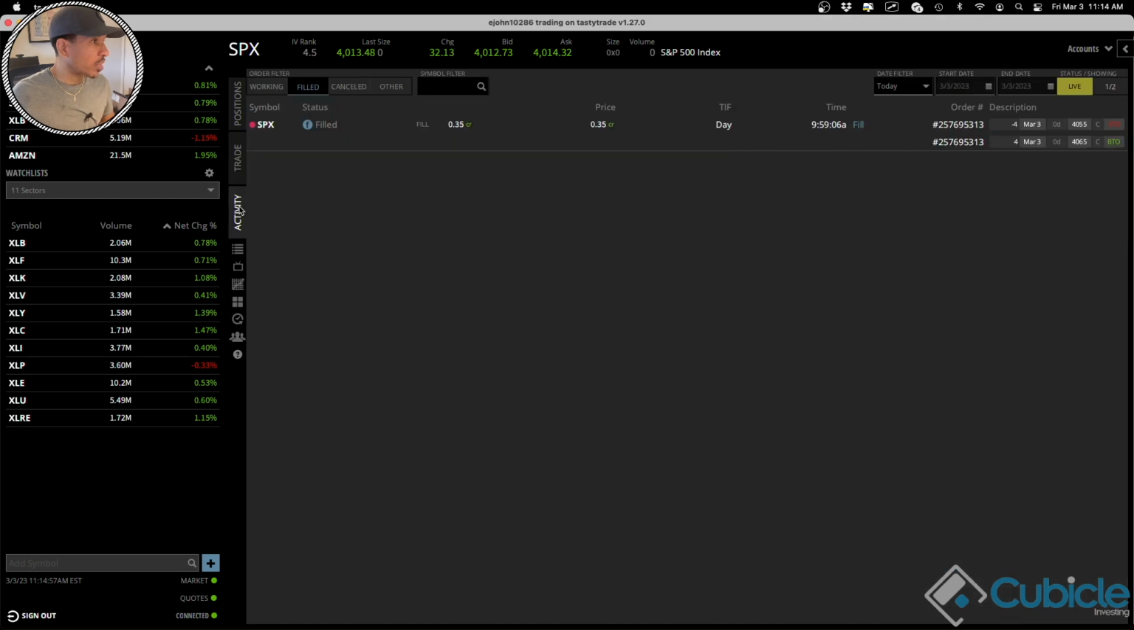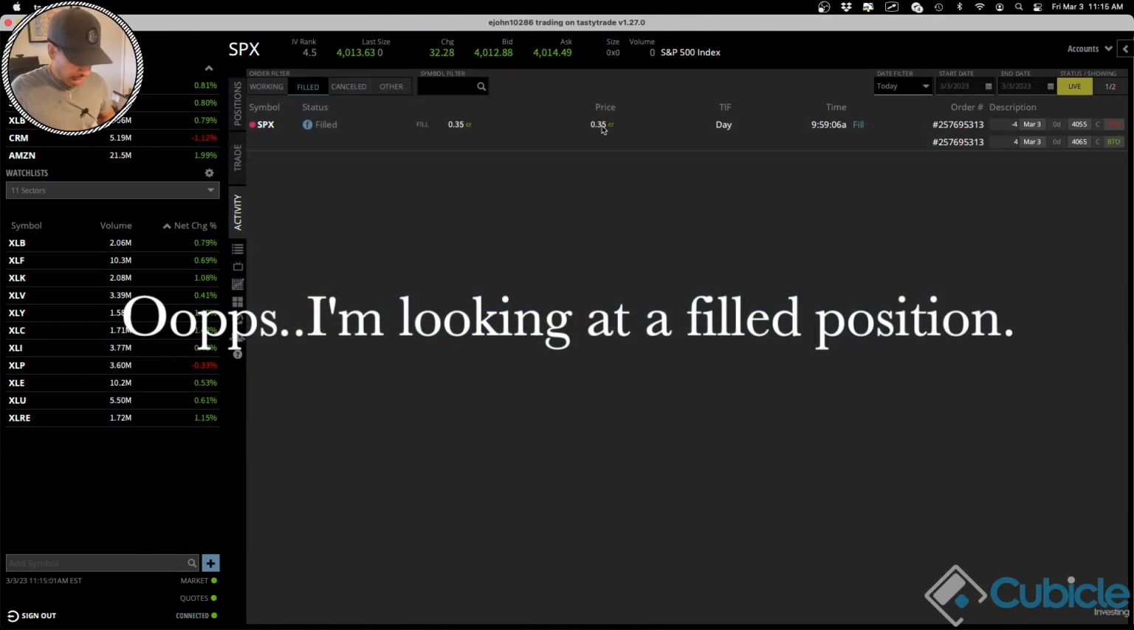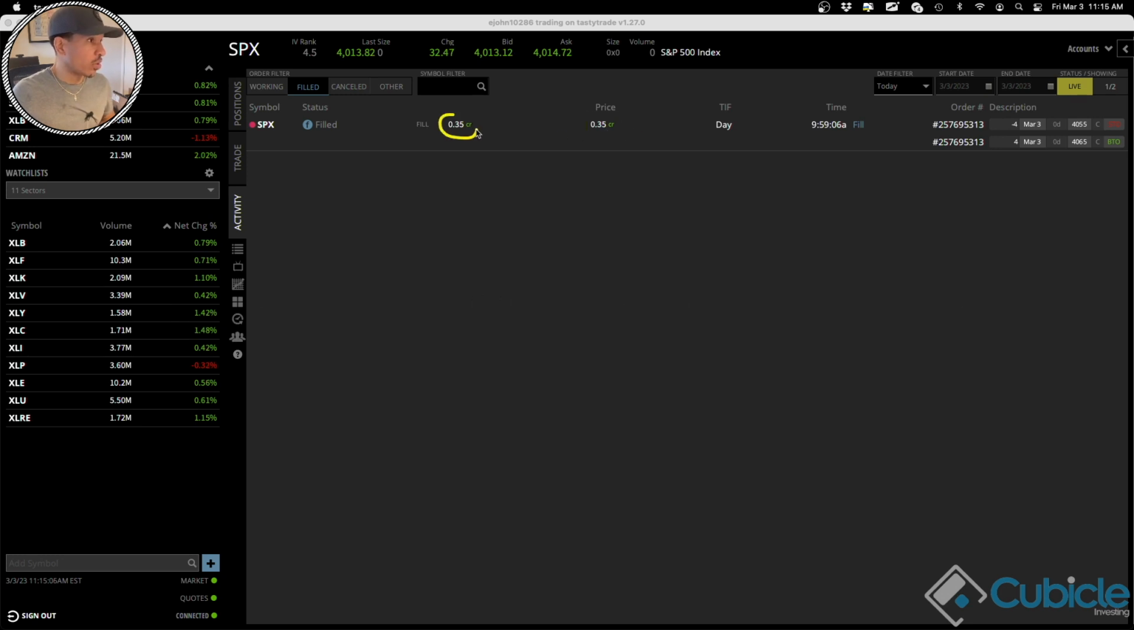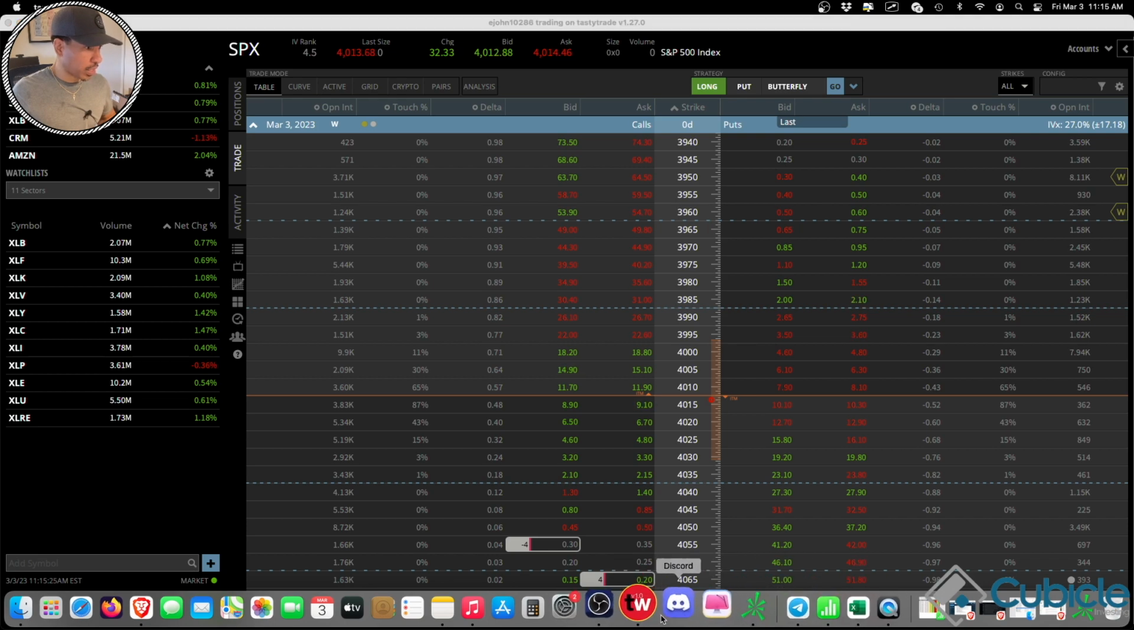Go to the activity tabs. As you can see, I'm looking to get 35 cents. I'm asking for 35 cents, and it looks like they're willing to pay 35 cents, but have not gotten filled yet. As you can see here, it's still working. But I like being at the 39.60 point for my short strike.